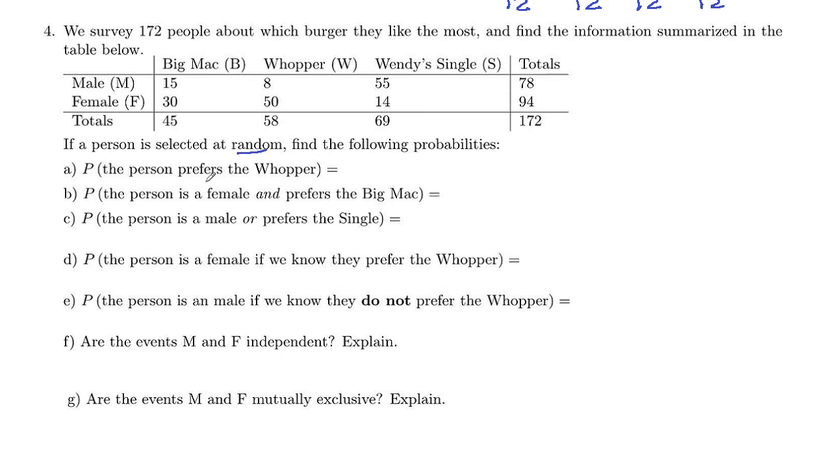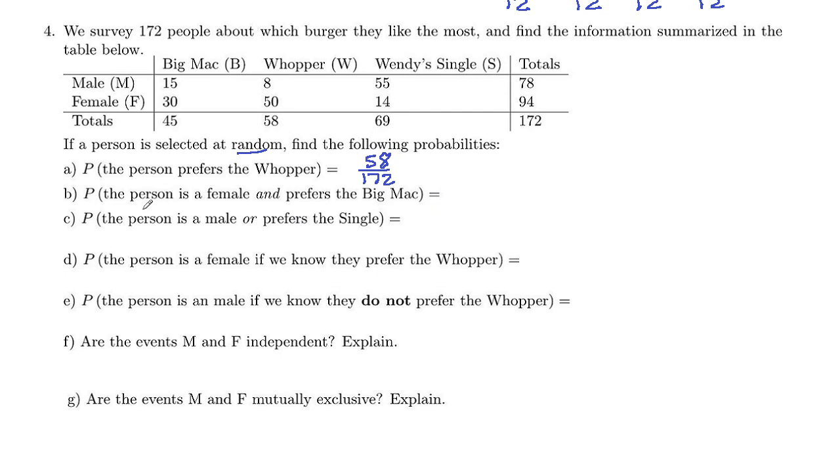What is the probability the person prefers a Whopper? So desired out of total here. So the total is 172. And the people that preferred the Whopper is going to be that column total of 58.